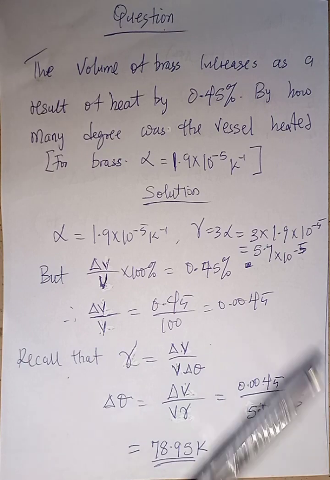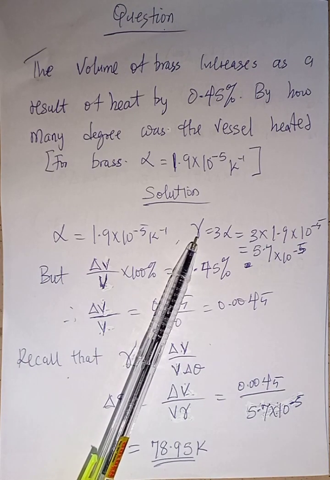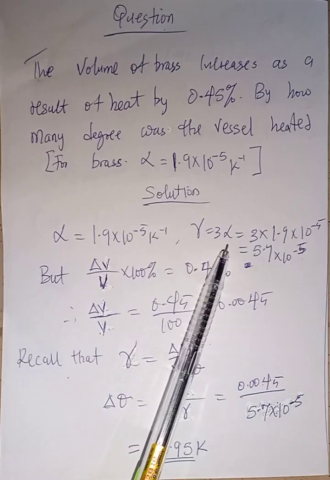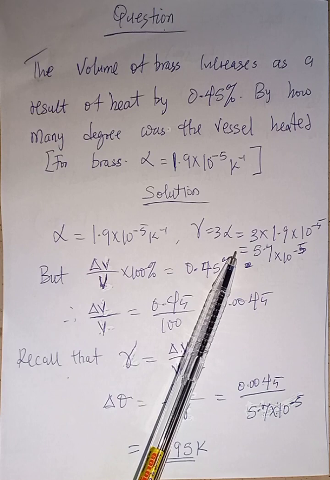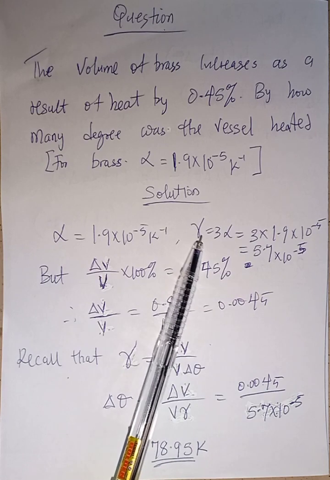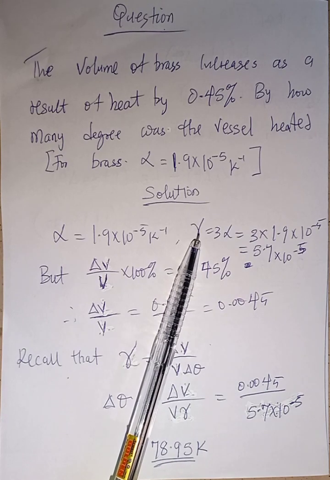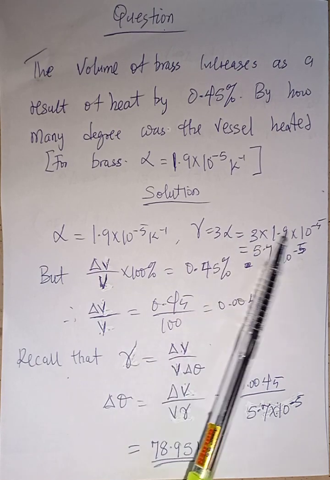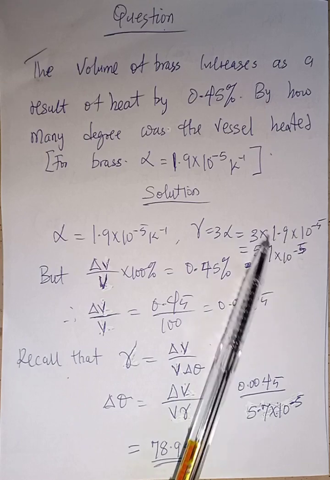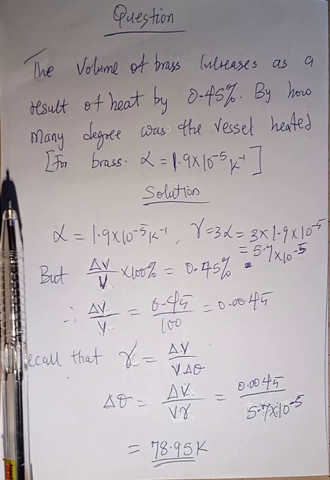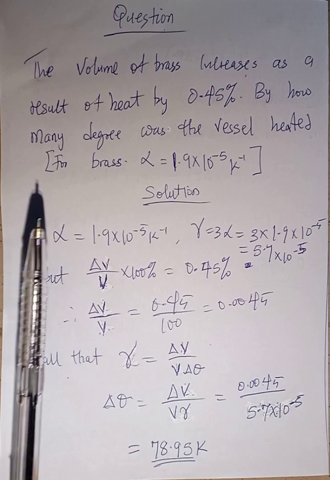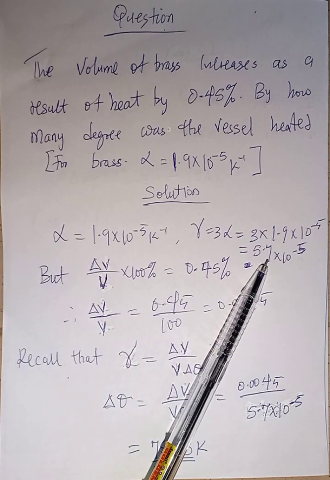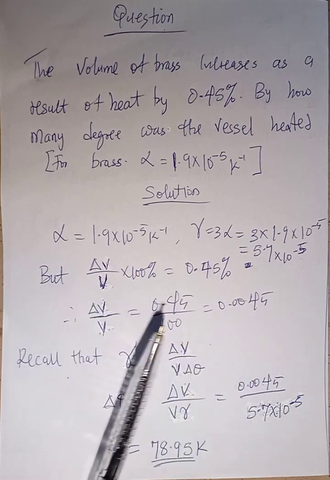And I told you before that gamma is equal to 3 alpha. I hope you have watched that video. We said gamma is equal to what? 3 alpha. Beta is equal to 2 alpha, which is the area one. This means that the coefficient of volume expansivity is equal to 3 times the coefficient of linear expansivity, which is 3 times the value we're given. Because we are dealing with the volume, the question said the volume of brass, not the length of brass. But if it's the length of brass, you can solve with alpha directly. Then we got this for our volume expansivity in per Kelvin or per degree Celsius.